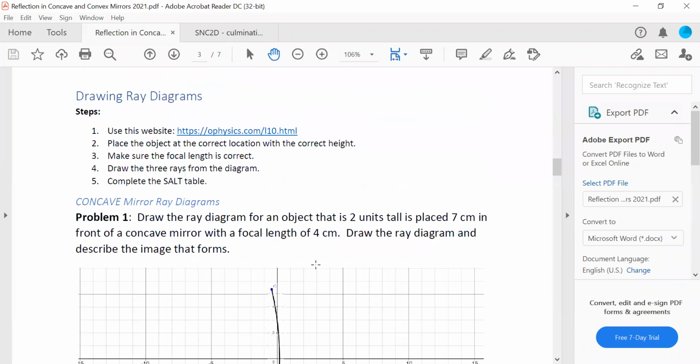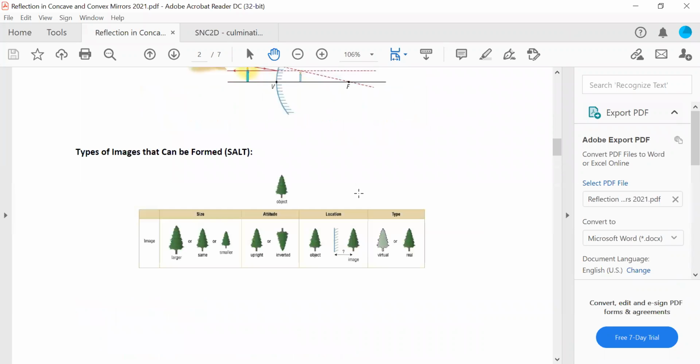All right, now number 5 says complete the SALT table. And you might be like, what is that talking about? When we are describing an image in a reflection, S stands for size. Is my image larger, the same size as my object, or smaller? So S stands for size. The S in SALT is size: bigger, smaller, or the same.